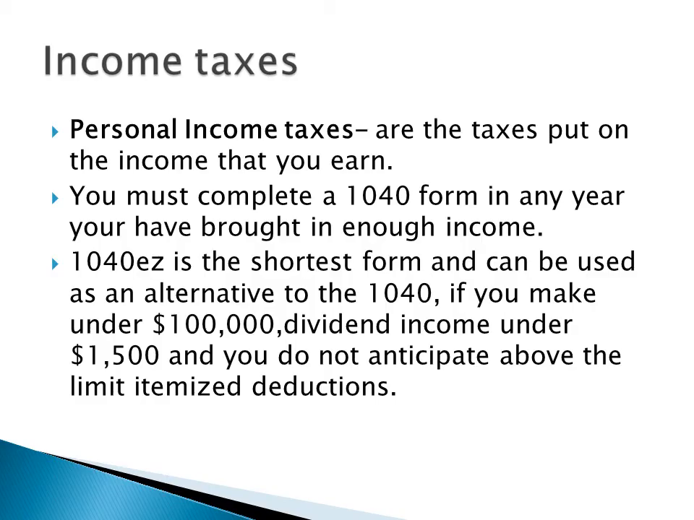Another definition, pretty self-explanatory: personal income tax is the amount of taxes that you're paying on your income. If you make any income throughout the year, you must complete a 1040. The easiest form that you can take advantage of is the 1040EZ. That's if you make under $100,000 or your dividend income is under $1,500. The problem with utilizing a 1040EZ is that if you really want to itemize deductions or take care of over-the-limit deductions, you can't really utilize that with a 1040EZ.